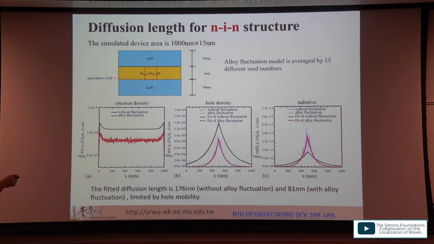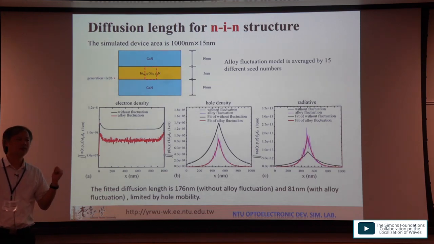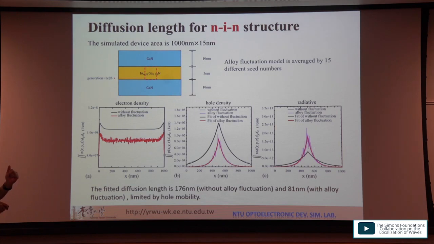So like modulation doping that is populated by electrons. Then we put a local excitation of carriers, like a generation term in this 10 nanometer region, and we observe how the carriers diffuse. So this is a diffusion of holes. This is a difference. If you don't consider the fluctuation, you can find holes diffuse more. And if you consider the fluctuation, you can find it's more limited.